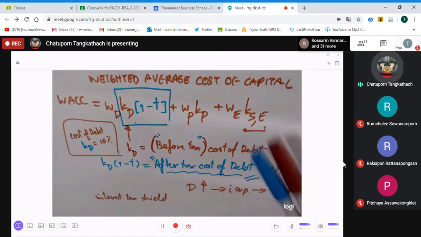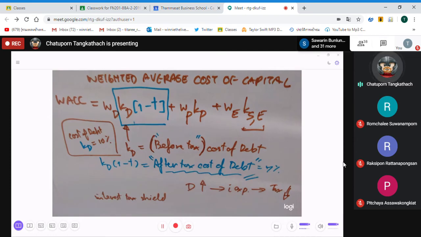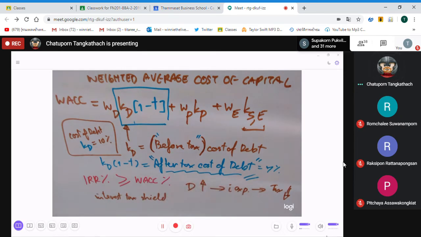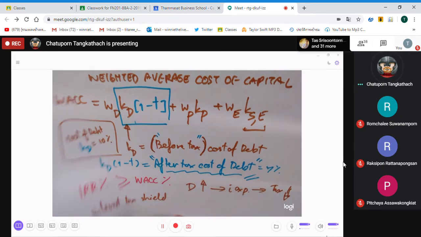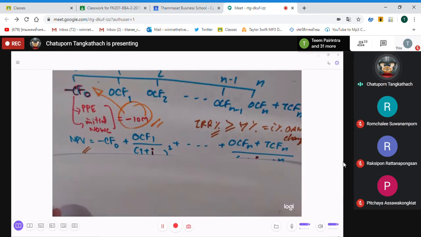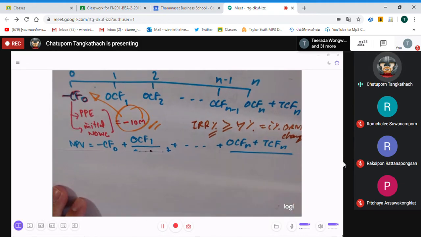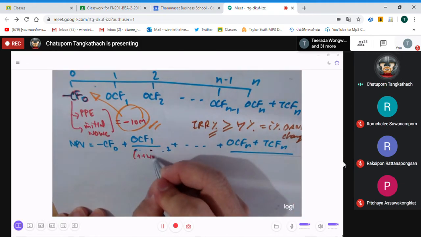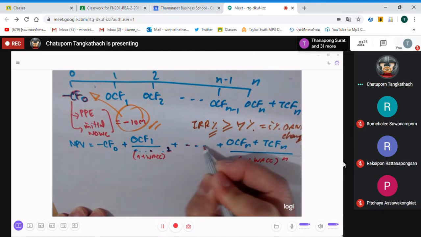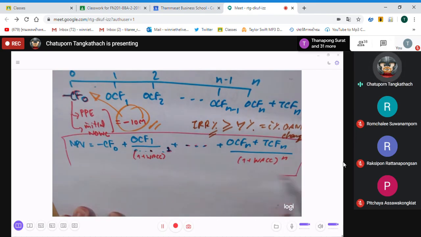So after you have that, you use this rate to compare to IRR again. You are going to accept the project when IRR is greater than or equal to WACC, or cost of capital. Or when you go back to our NPV calculation, the discount rate that you use to discount the cash flow in your NPV, you simply change to cost of capital: 1 plus WACC to the power of n like this. This is the concept of cost of capital.